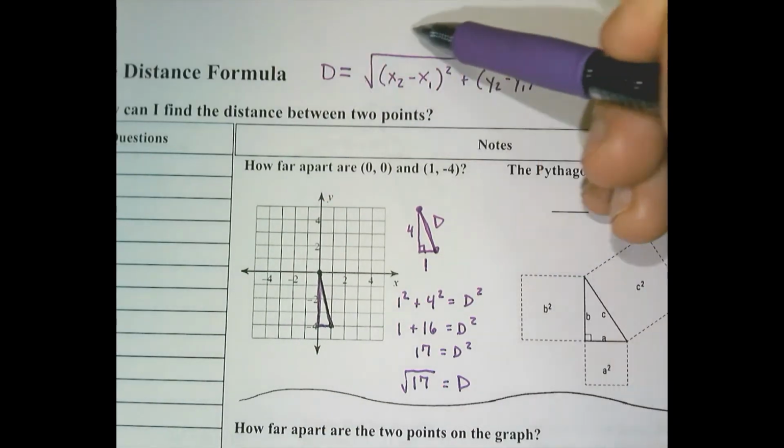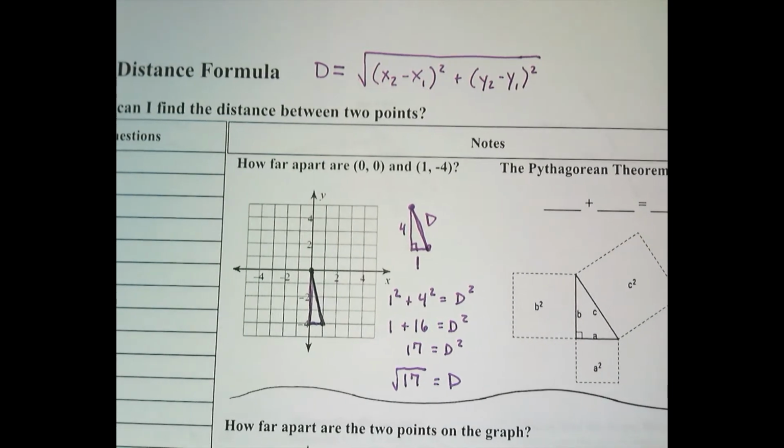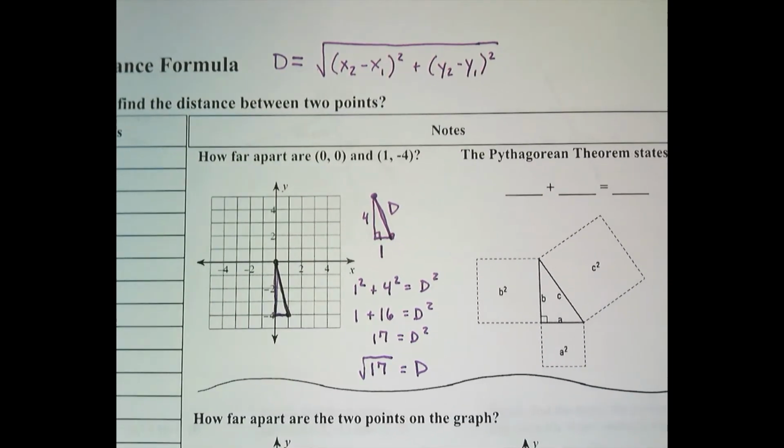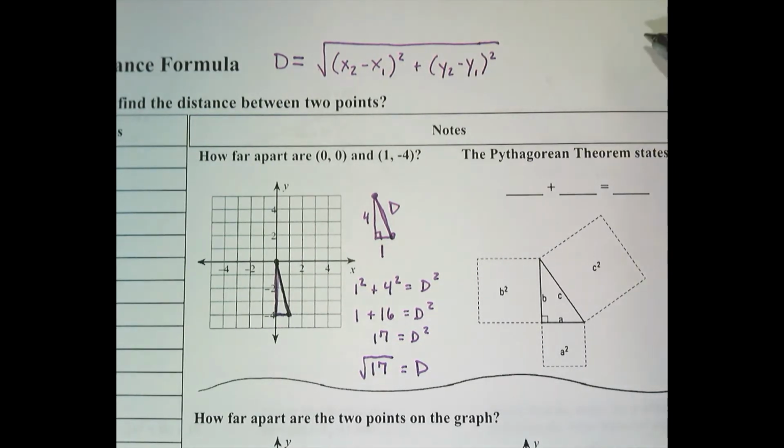So this is actually just a symbolic way of rewriting the Pythagorean theorem. It's really the same thing. Most mathematicians would argue there's no difference between these two processes. I just find this one a little bit easier to get a hold of.